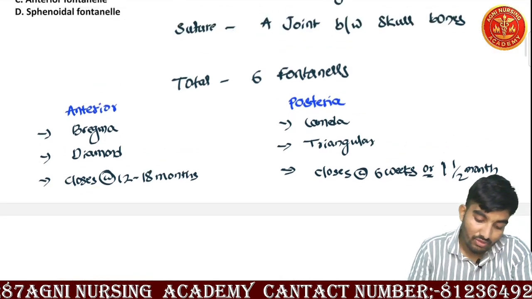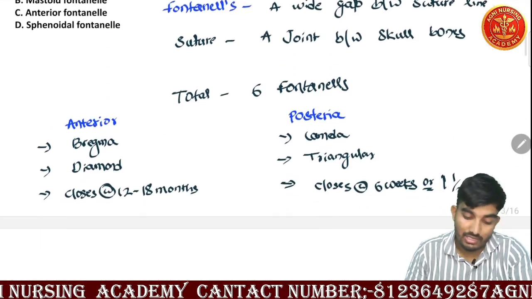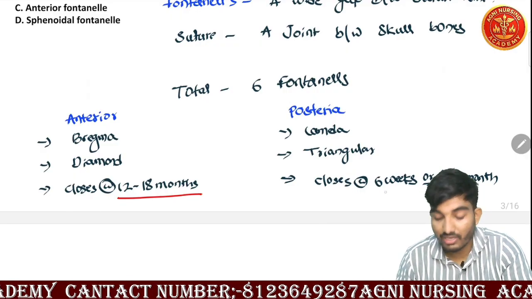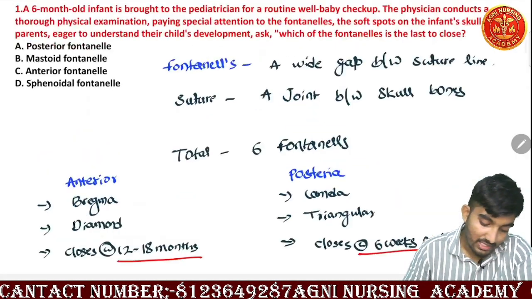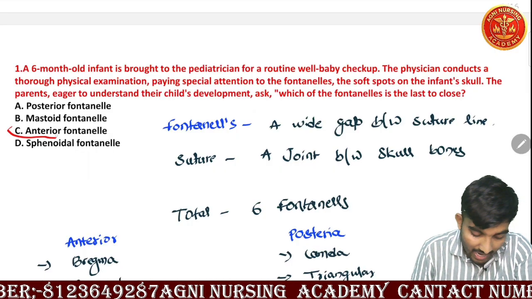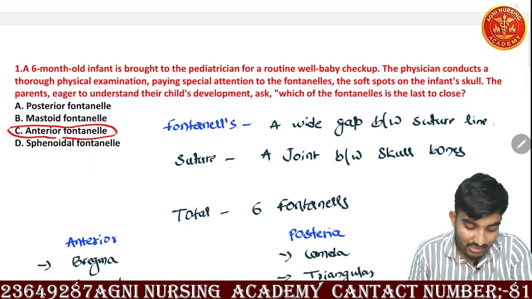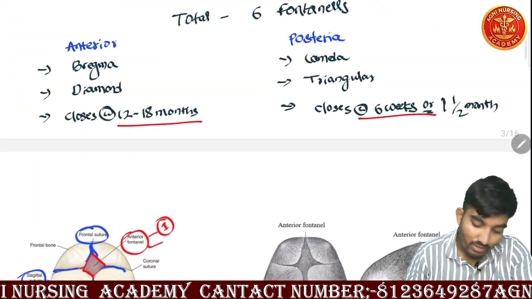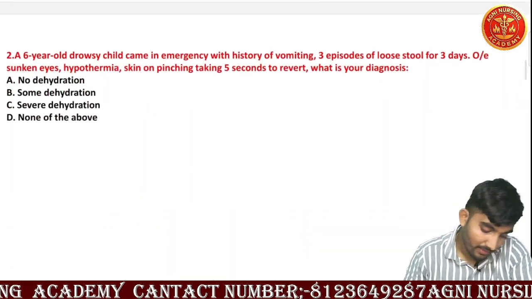And we'll see the answer for our question, which fontanelle closes last. Here I mentioned the anterior fontanelle closes at 18 months and the posterior fontanelle closes at 6 weeks. Which one is the answer for our question? The answer is anterior fontanelle. Option C is the correct answer for this question. We'll see the second MCQ.